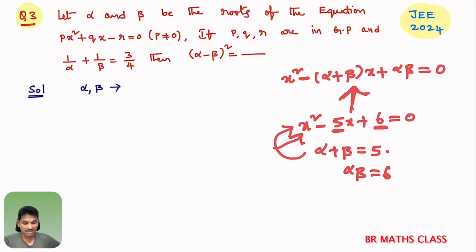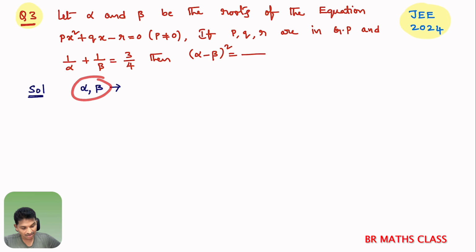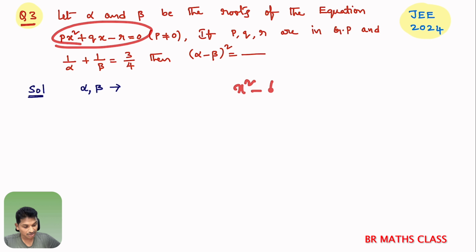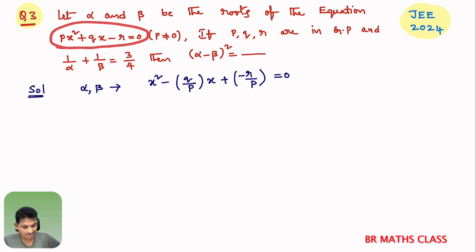Okay, so as they are saying, alpha and beta are the roots of this quadratic equation. From this, I can write alpha plus beta and alpha beta. First, I'll write this equation in the form x square minus (alpha plus beta) into x plus alpha beta equal to 0. This complete equation, you divide with p. You observe this complete equation, I divided with p and I tried to write this in the form of x square minus (alpha plus beta) into x plus alpha beta equal to 0. So from this, what will I get? I'll get alpha plus beta.